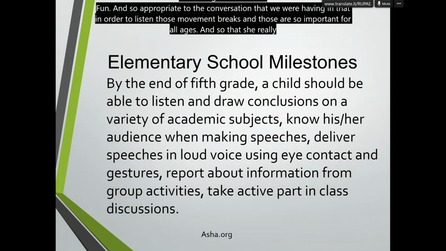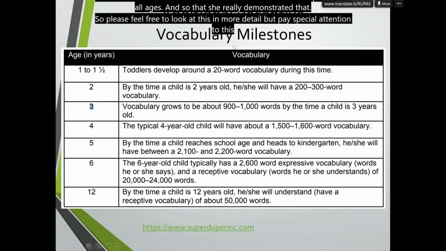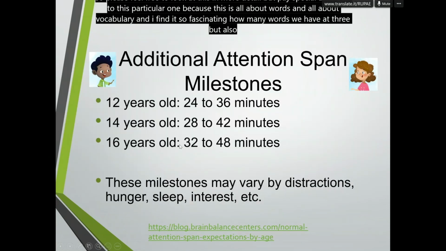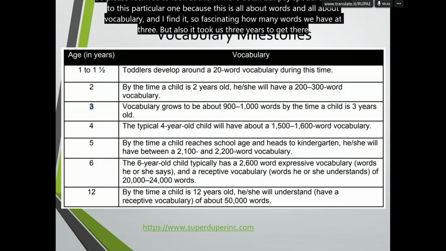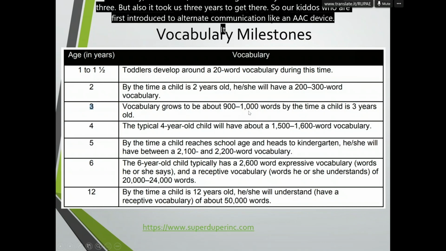So please feel free to look at this in more detail, but pay special attention to this particular one because this is all about words and all about vocabulary. And I find it so fascinating how many words we have at 3, but also it took us 3 years to get there. So our kiddos who are first introduced to alternate communication like an AAC device, it took these kids 3 years to get to 1,000 words expressively.